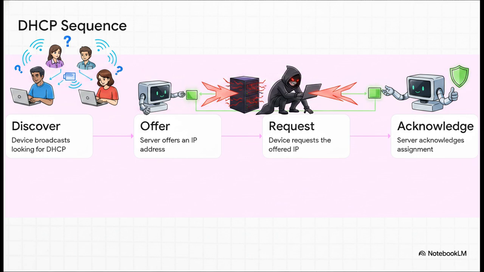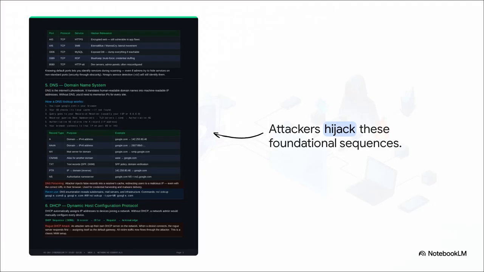An attacker can set up a rogue DHCP server. If they manage to reply to your discover request first, they assign themselves as your default gateway. Just like that, all your traffic is flowing directly through the attacker in a classic man-in-the-middle setup. Yikes. As the guide showcases right here, attackers absolutely love to hijack these foundational sequences.